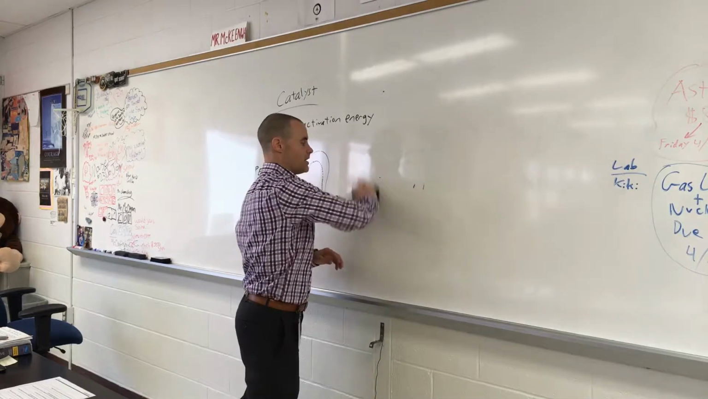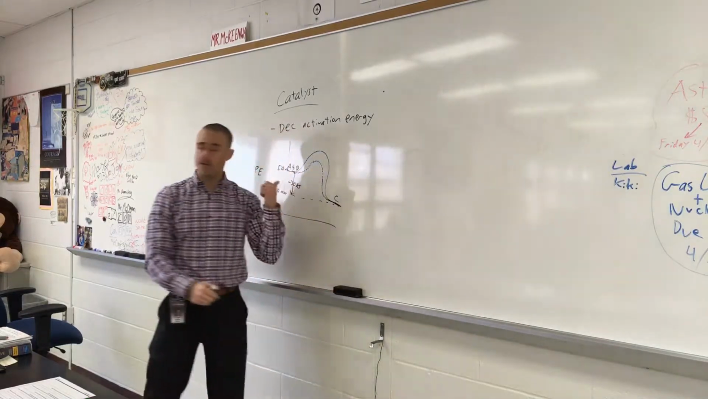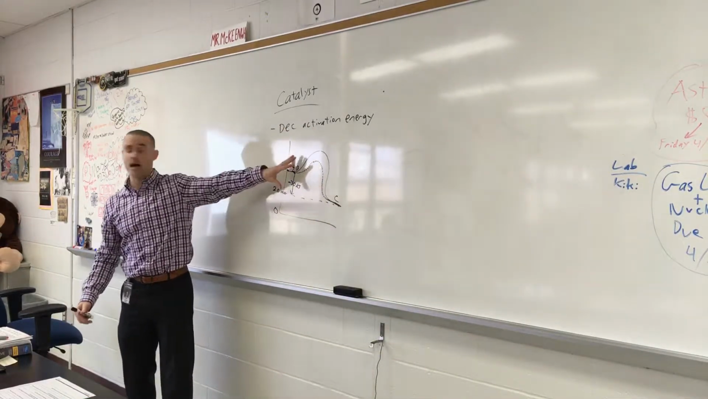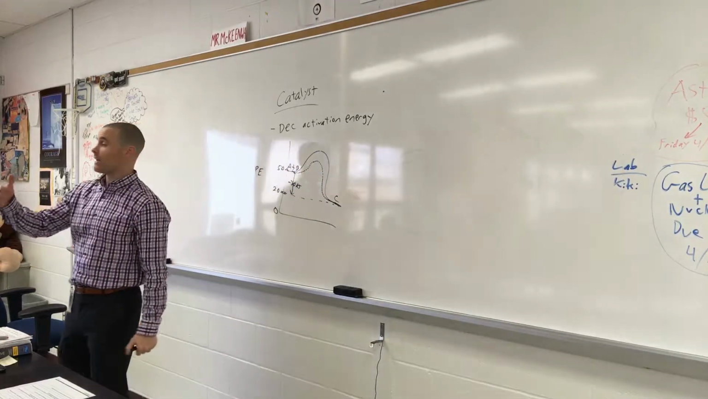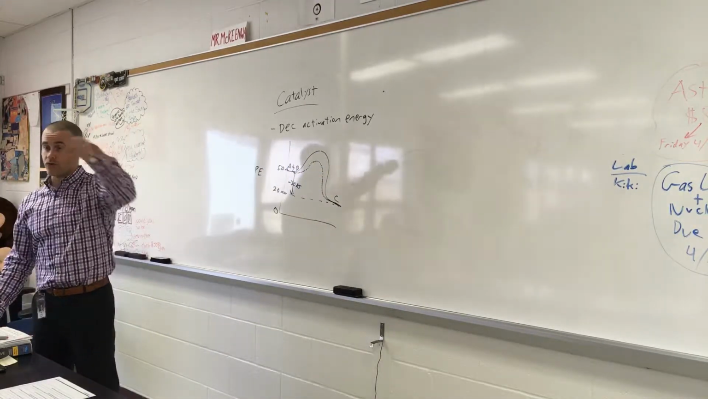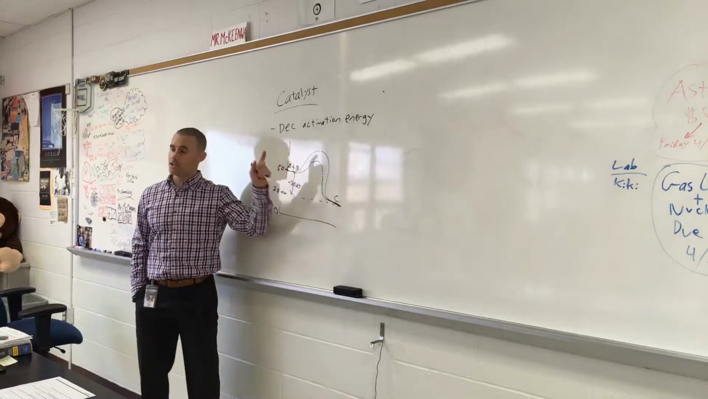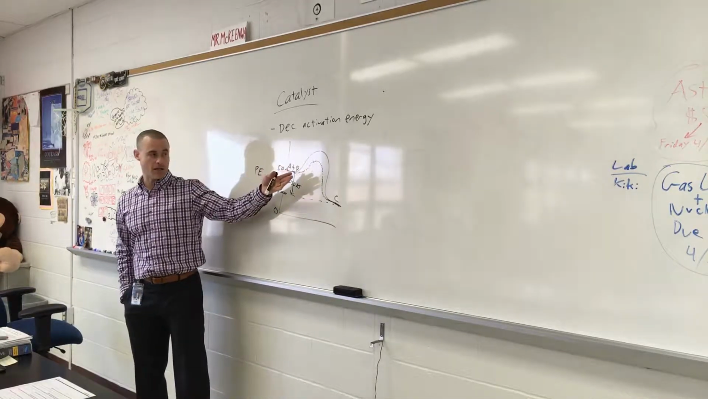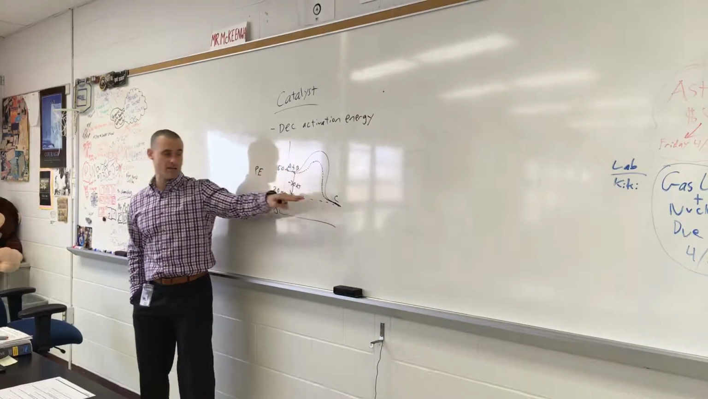So I just want to be clear because it's pretty common on a Regents. They'll give you a diagram and they'll say, show how a catalyst changes the diagram. And you have to draw with a dotted line. So I don't want you getting that wrong because it's not that hard, I don't think. You just have to remember it starts and ends at the same spot.